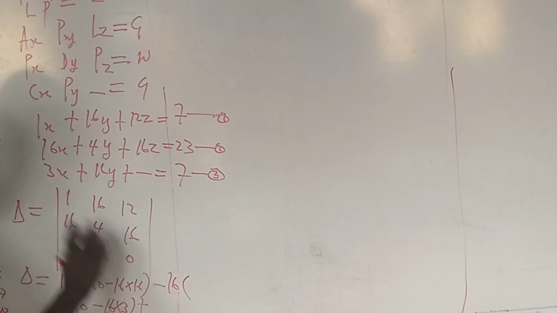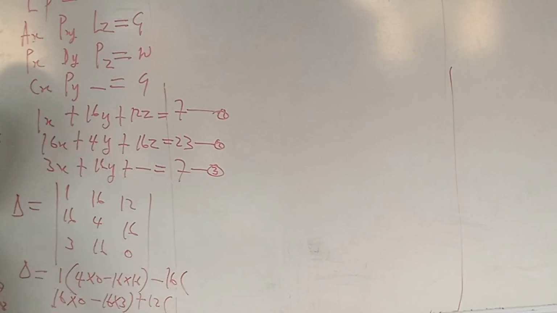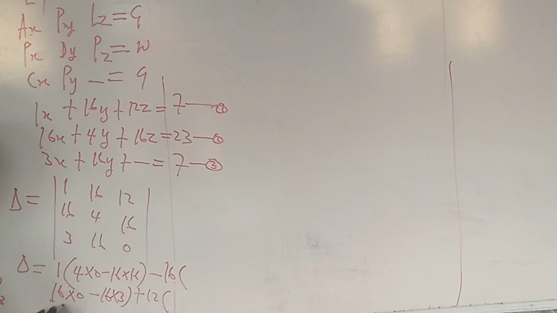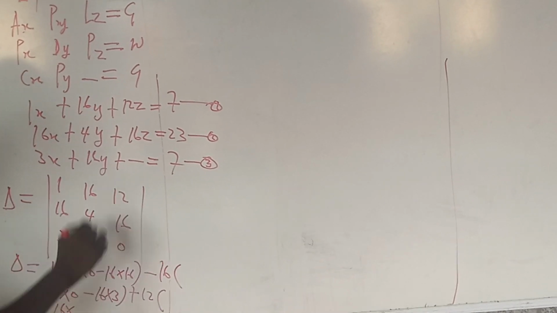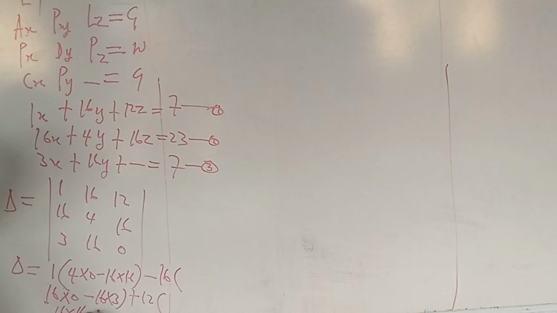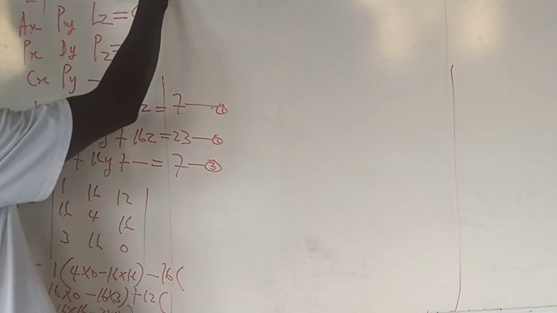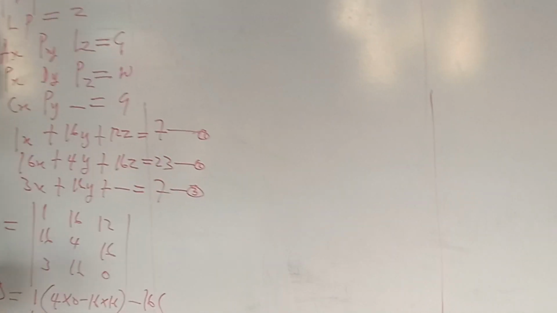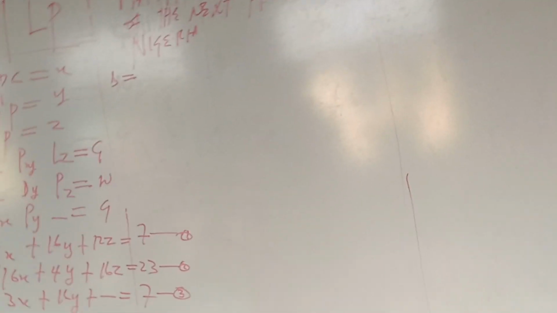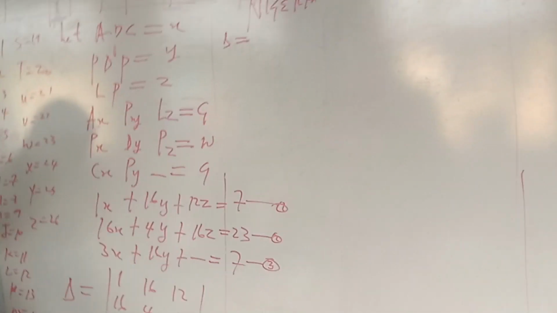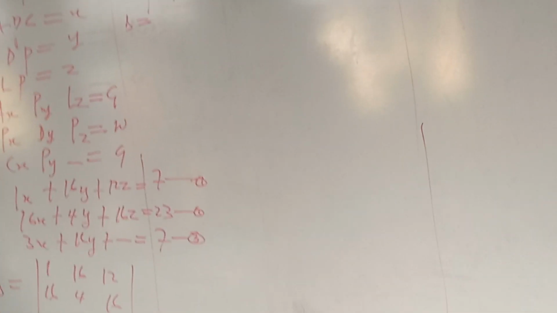Then finally plus the last one, which is 12 into bracket. We have 16 times 16. Am I right? 16 times 16 minus 3 times 4. So let's do this mathematics. When we do that, we have delta now to be equivalent to, quickly, please, delta, please, do it for me. 4 times 0 is 0, minus 16 times 16 will give us what?